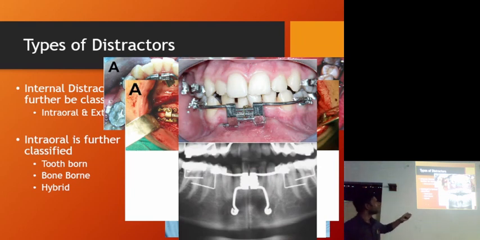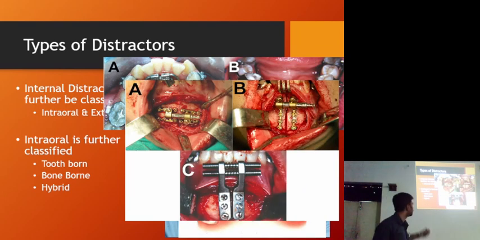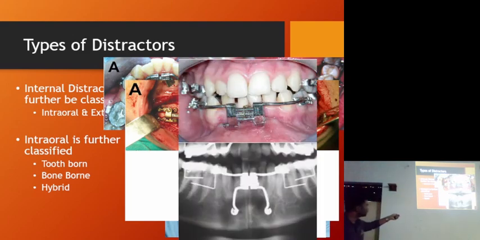Why? Because in bone and tooth bone distractors there might be a V-shaped deformity. When these expand, this is going to cause expansion at the lower border. But because of the mylohyoid muscle, they are going to pull the inferior border inside. So anteriorly you are going to see a V-shaped deformity. That is why we prefer to use hybrid distractors, because it is not going to allow the V-shaped deformity. Understood?